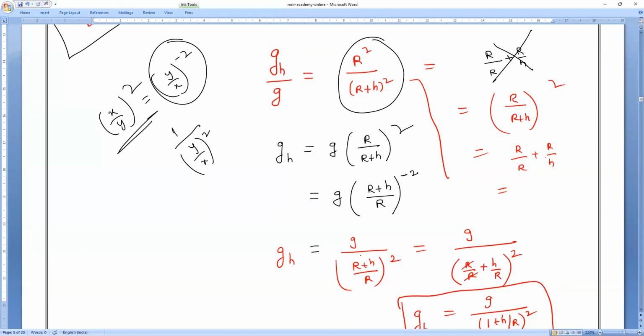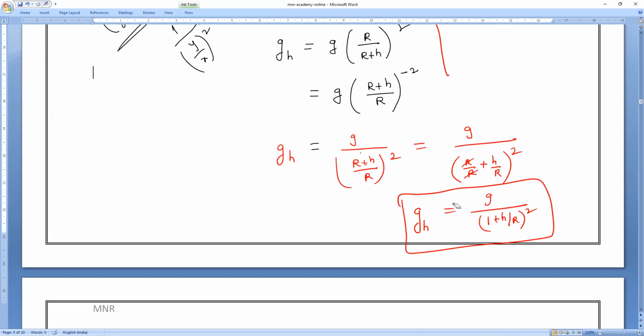If I take RH as the LCM, then here HR will come, but here R and R square will come. This is not the correct method. Again, if you split up, you will get the same thing. That is the correct form. So that is why I have taken the LCM properly, made the reciprocal, and done it, so that you will get the answer. GH is equal to G divided by 1 plus H by R whole square.